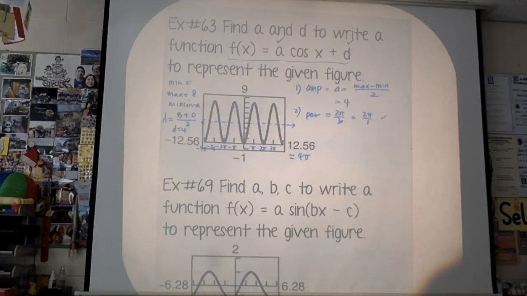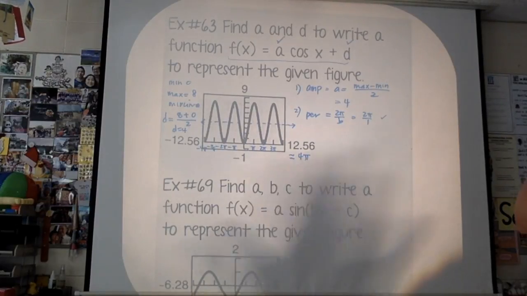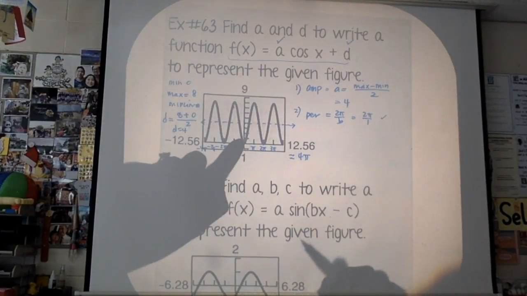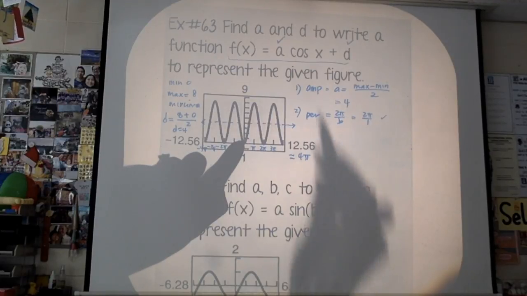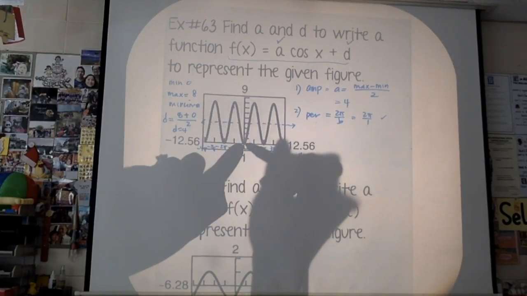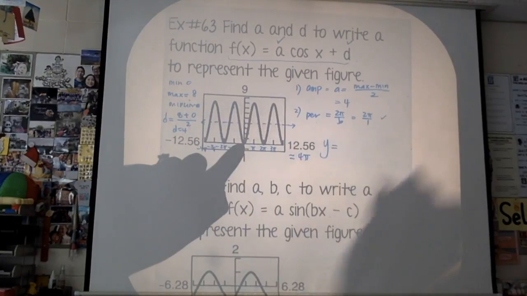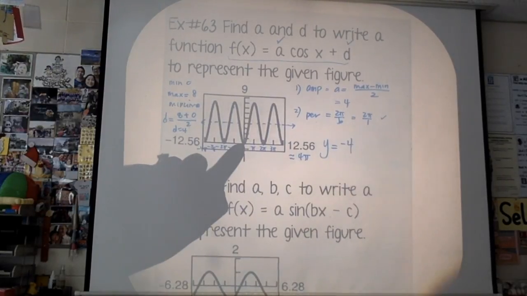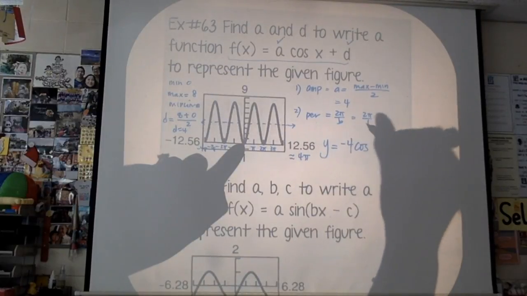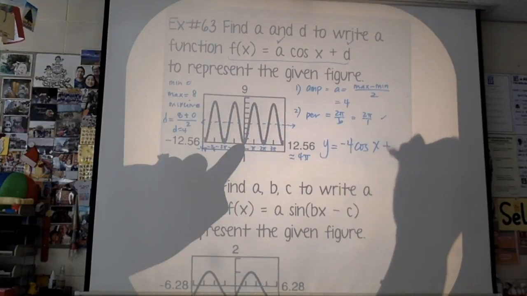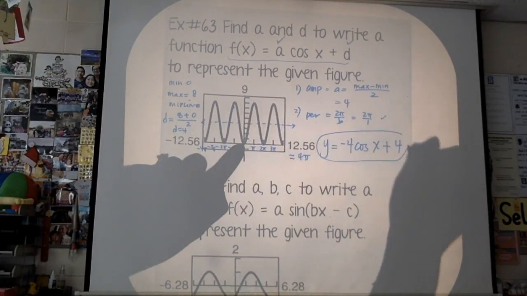Now what we're going to do is this. We know that there is no phase shift. That means it started at 0. Well, if it's a cosine graph, why did it start... oh, it started at the minimum. What does that tell us about our A? It must be negative 4. Cosine, our B is 1, so it's going to be x, right? Plus 4, our D is 4.